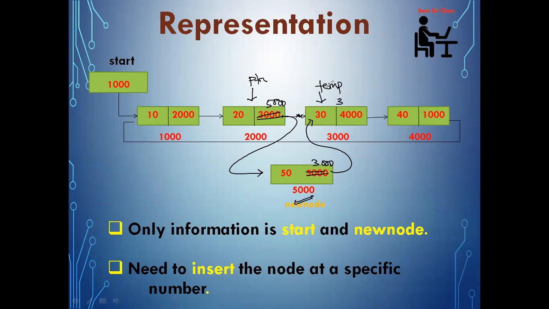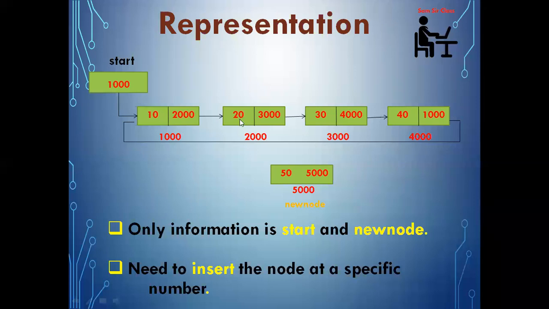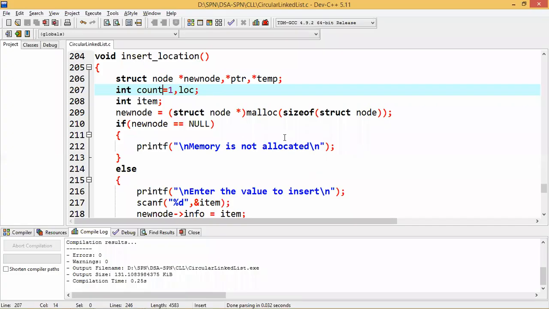The same procedure we have followed in single linked list also. How we are traversing node by node and how we are doing the insertion, you can also watch in the video on insertion at a given location in single linked list. But what is the minimum number of changes we need to perform in single linked list so that it becomes a circular linked list? That we'll see in the code.